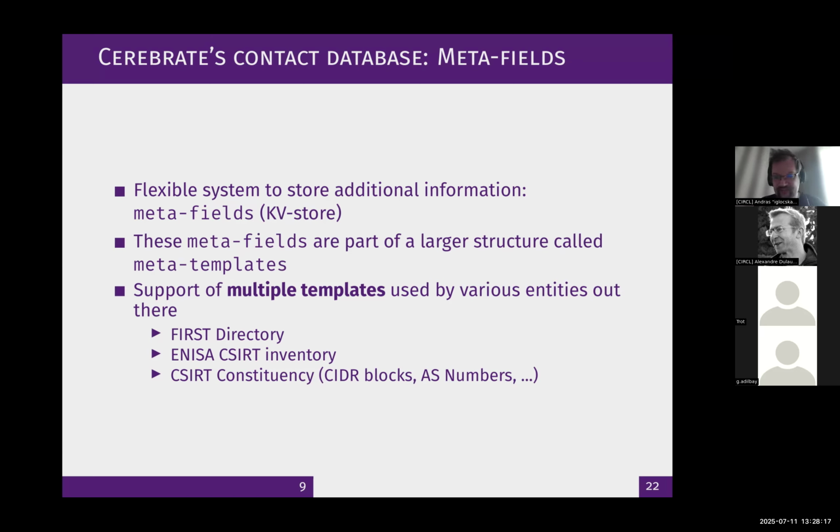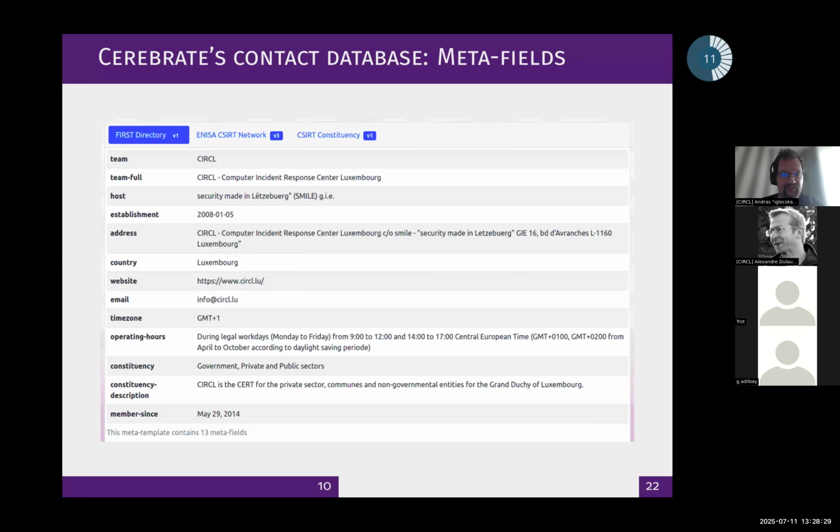So again, there are some examples of existing templates. You can find these also on GitHub. So feel free to rummage through them and get inspiration for what your community might need in terms of meta information. So here's what this actually looks like in practice.